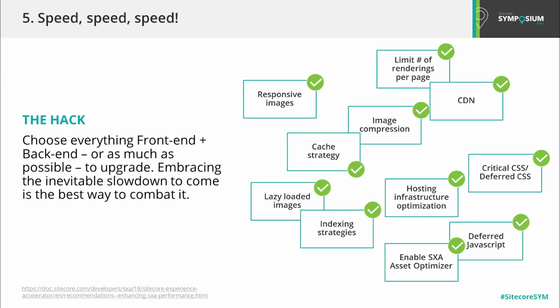The hack here is to address both the front end as well as the back end fixes. For example, front end measures such as responsive images, lazy load images, image compression are a must to do. At the same time, back end fixes such as deferred CSS, deferred JavaScript also need to be looked at. A good list of such backend measures is provided in the below mentioned Sitecore documentation link. SXA Asset Optimizer, as an example, is of great help but often underutilized.